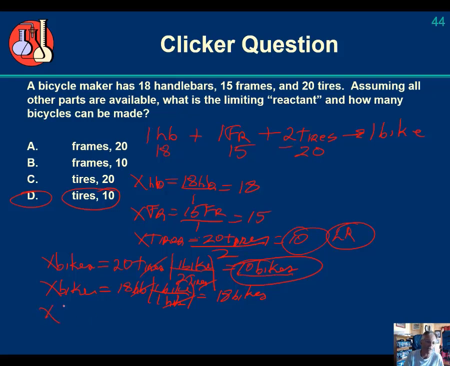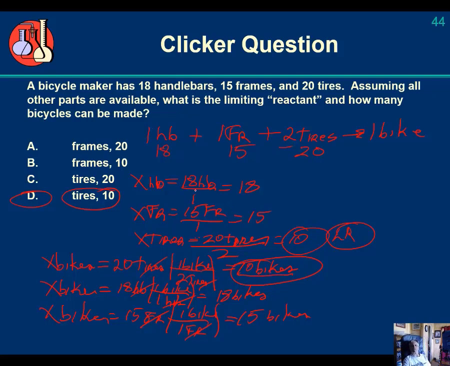And I could do the same thing with frames. How many bikes can I make if I have 15 frames? And it's again a 1 bike to 1 frame. And so when I multiply and divide across, frames cancels, and it gives me 15 bikes. So in all cases, I'm running out of tires before I get to 18 bikes or 15 bikes. I've run out of tires once I've gotten to 10 bikes.